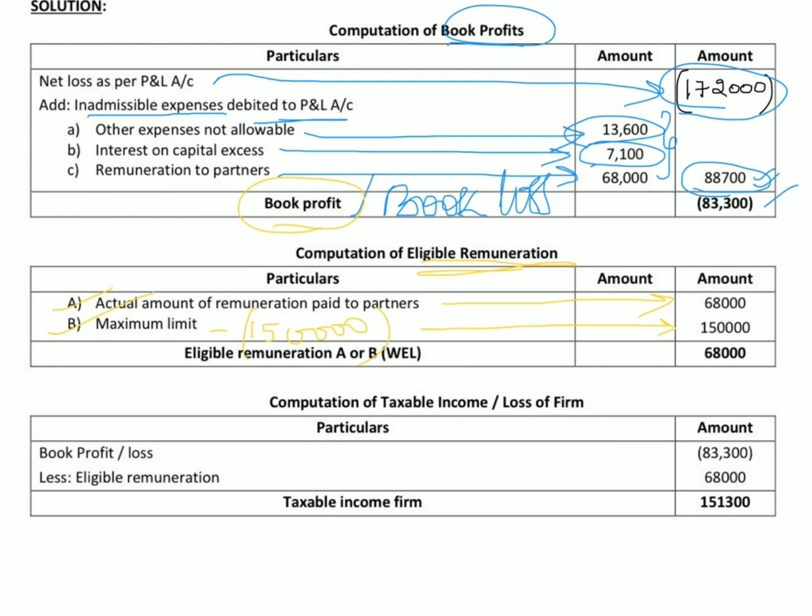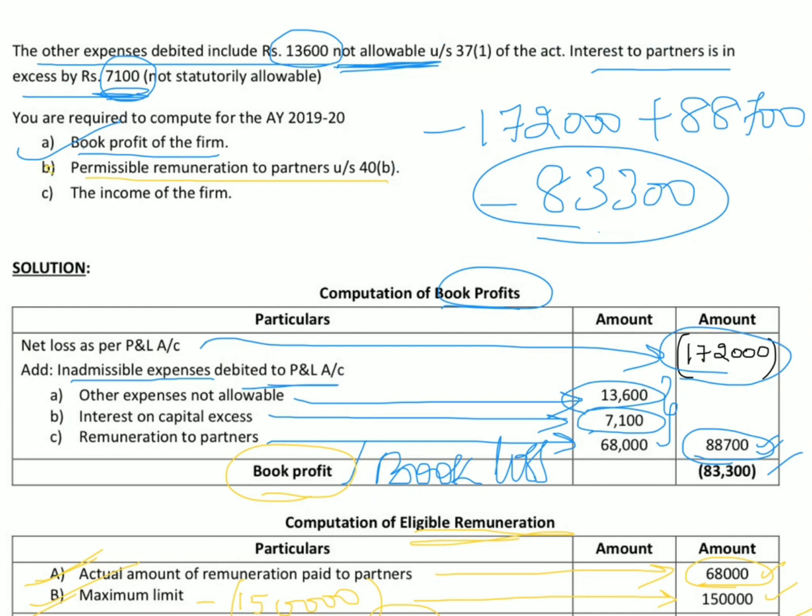So eligible remuneration will be the least of the following two, that is 68,000 or 1,50,000. Which is less now? 68,000, right? So 68,000 will be your eligible remuneration. Now we have calculated point 2 as well. The third question is to calculate the income of the firm.